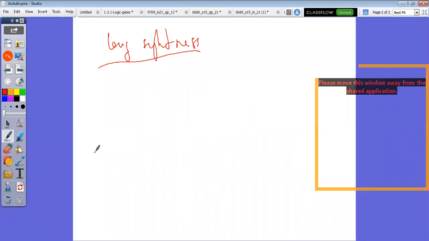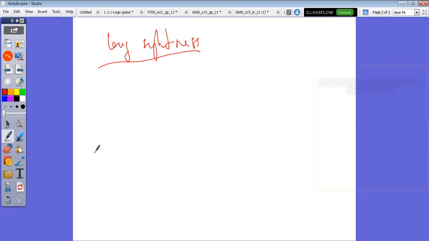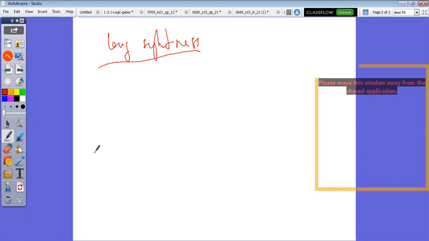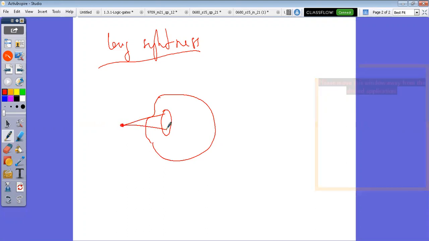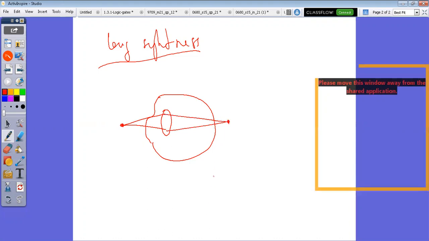This is normally when the eyeball is too short. So the distance between the lens and the retina is too small. The eyeball is too short, so the distance between the retina and the lenses is too small. So you miss out like this. Clear?